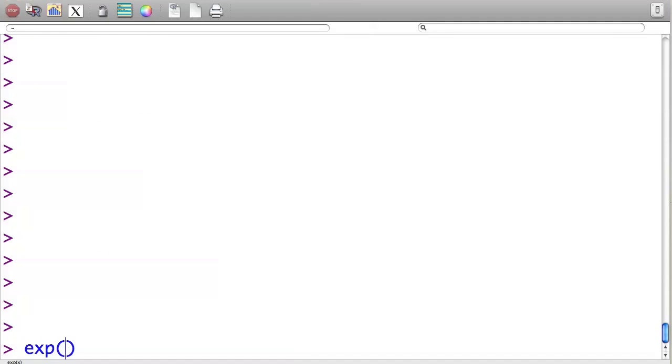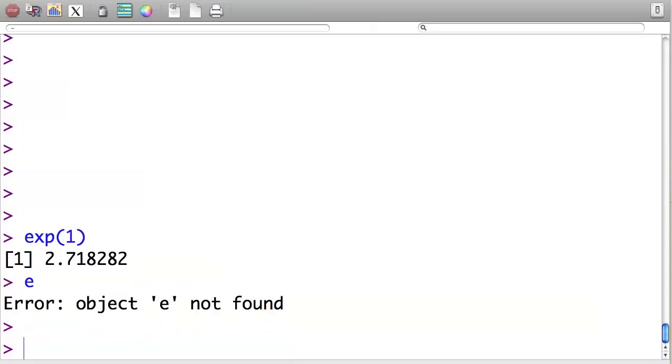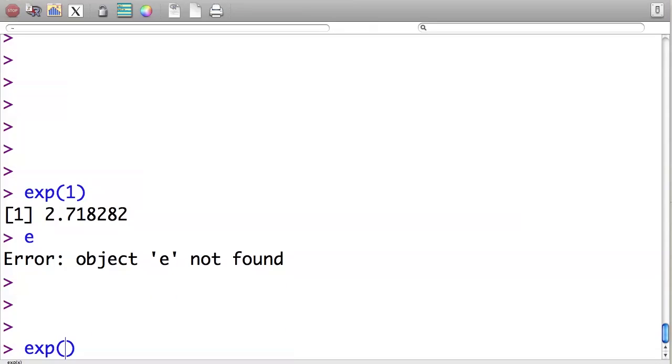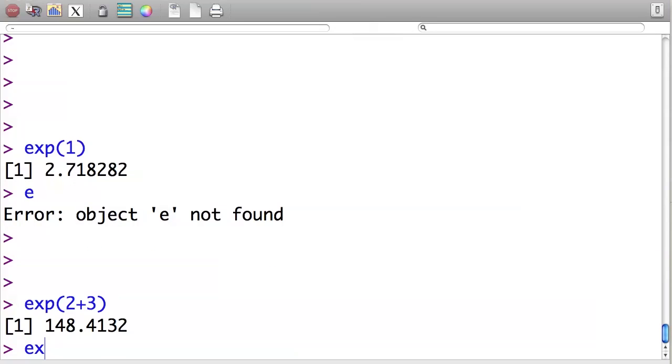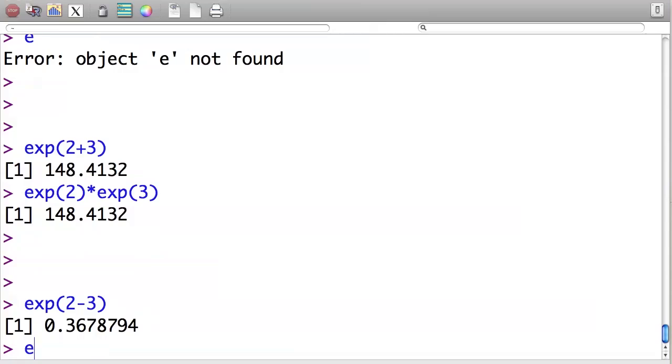exp is the exponential function in R. Notice that e itself, unlike pi, is not stored in R as a constant, so to evaluate it, we have to raise e to the 1. The exponential function has some nice properties, such as e to the x plus y is e to the x times e to the y. On the other hand, e to the difference between two numbers, like x minus y, is e to the x divided by e to the y.